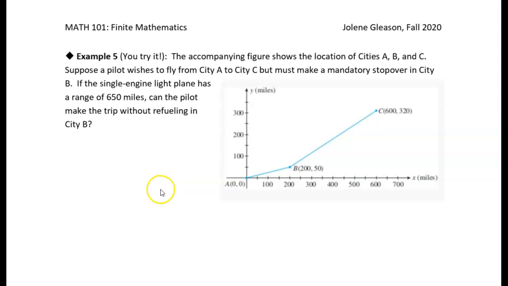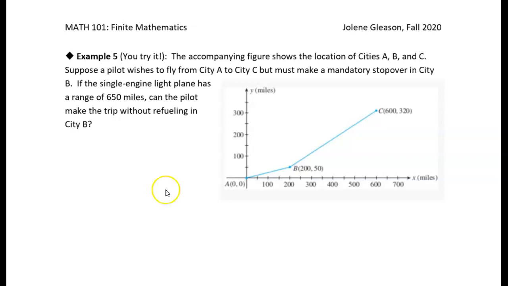In this example, a pilot is flying from city A to B and then on to C. He has to stop over at city B, and his plane has a range of 650 miles. The question is, can he make it without refueling? Basically, we want to find those distances, add them up, and see if it's less than 650 miles. Otherwise, he better take on some fuel at city B.